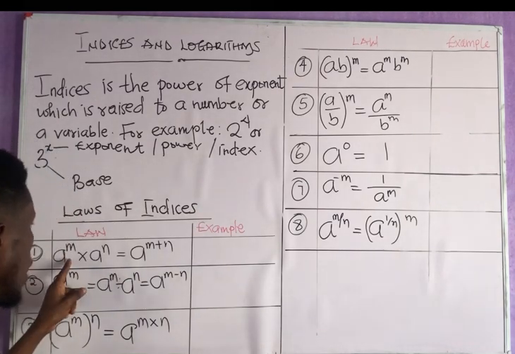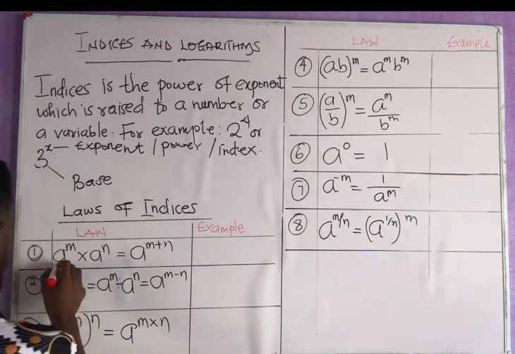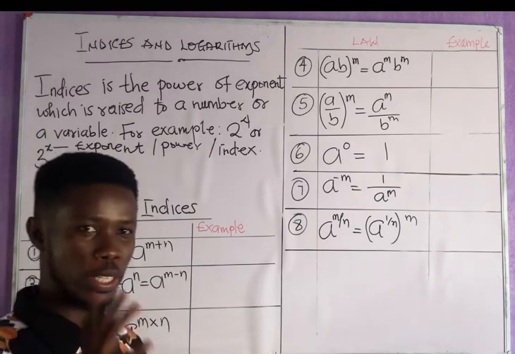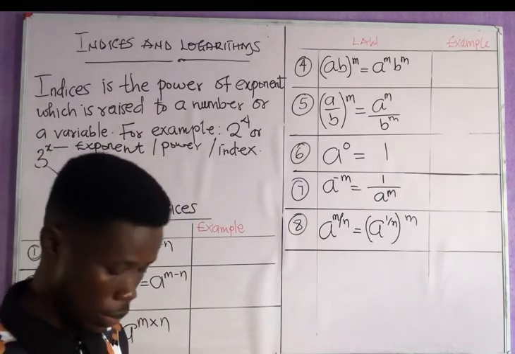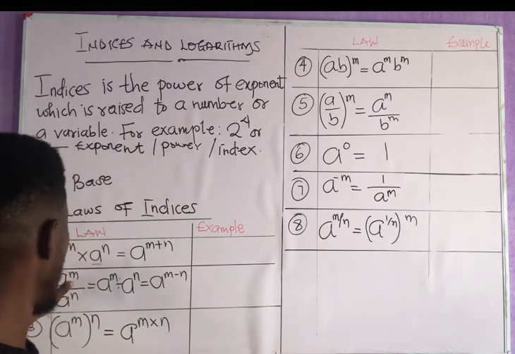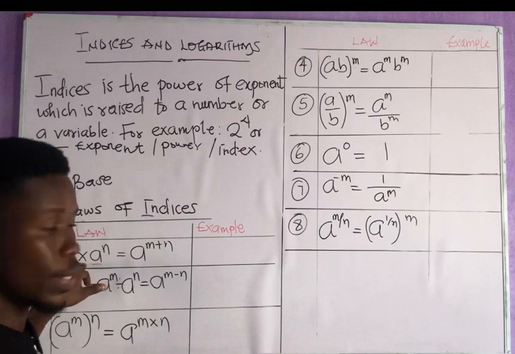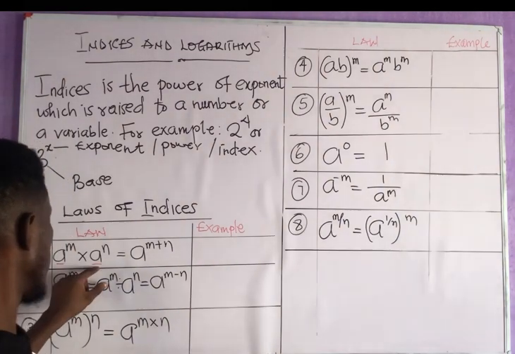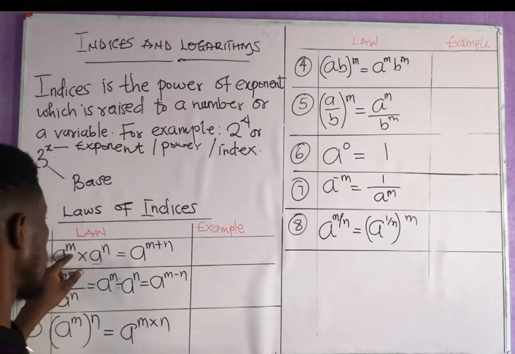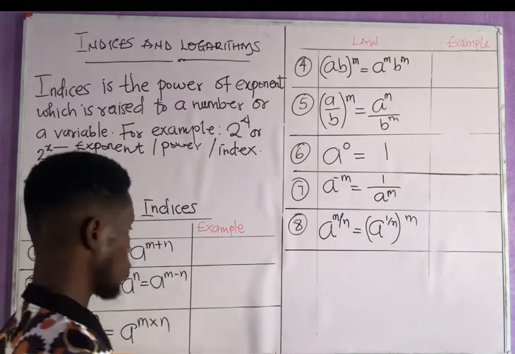Now let's look at the laws of indices. First I have a to the power m times a to the power n. Let's take note of something here. This is a, this is also a. The base must always be the same before this law will hold, and there must be a multiplication sign. So if the bases are the same, we can easily add their powers, that will be m plus n.